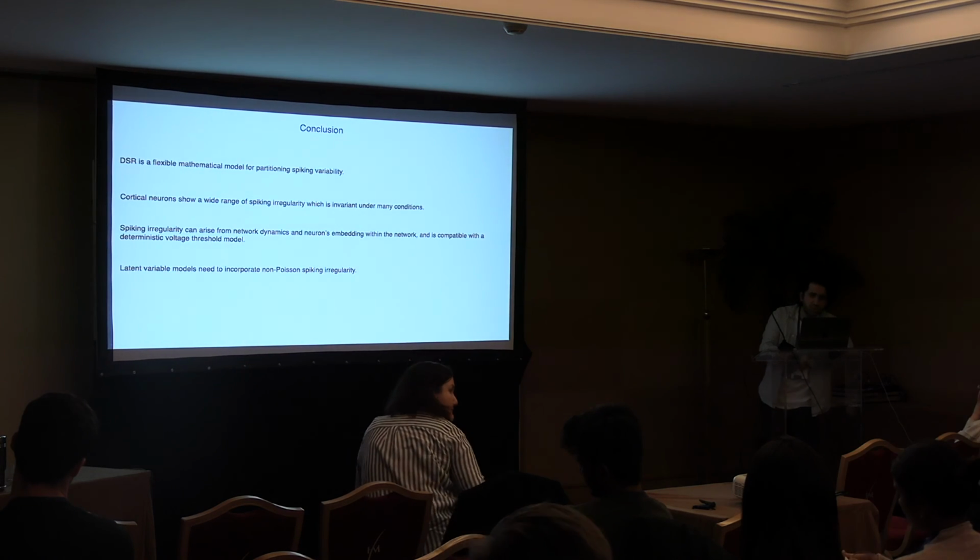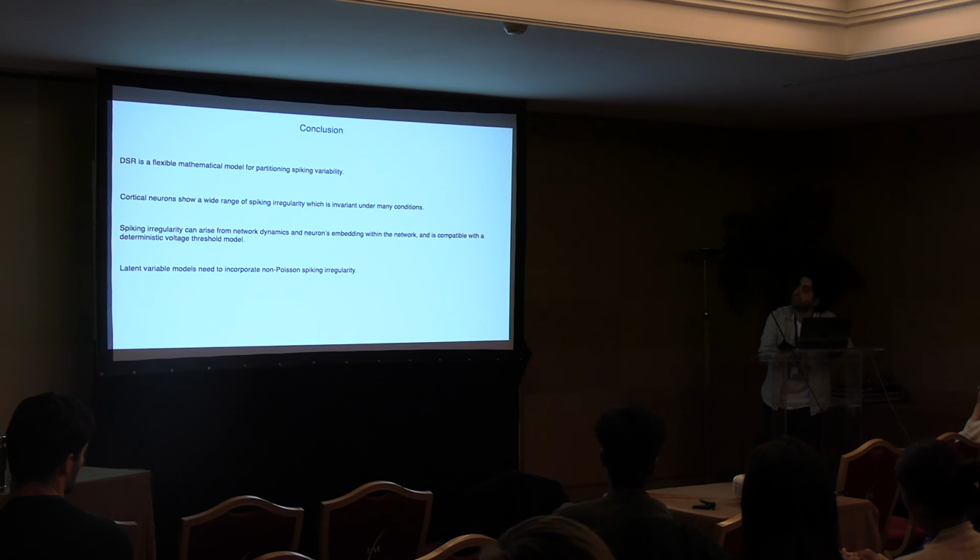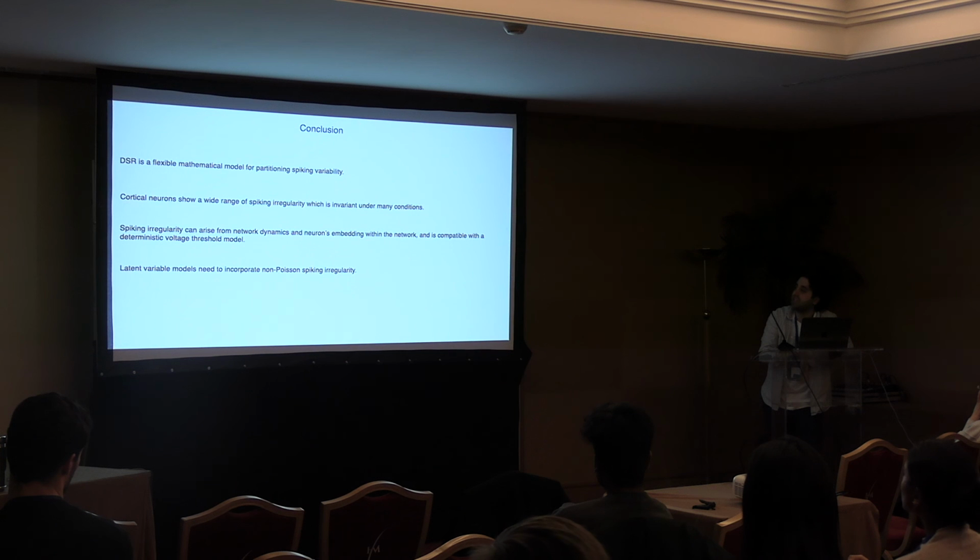Okay, in conclusion, DRC is a flexible mathematical model for partitioning spiking variability. Cortical neurons show a wide range of spiking irregularity, which is invariant in many conditions. Spiking irregularity can come from network dynamics and neurons' embedding in the network, and is compatible with the deterministic voltage threshold model. And latent variable models need to incorporate non-Poisson spiking irregularity.